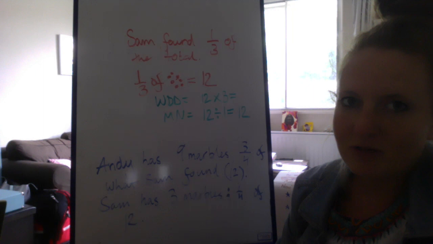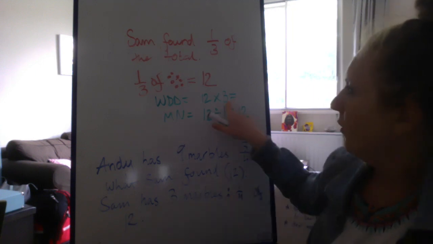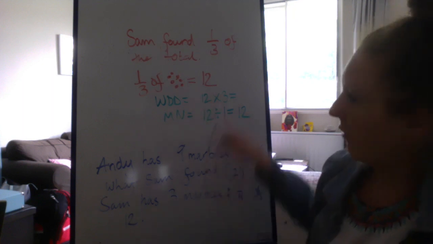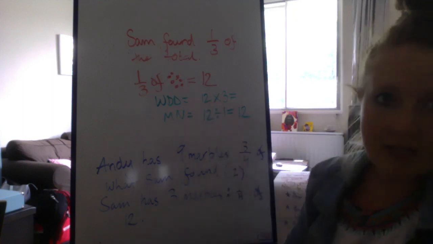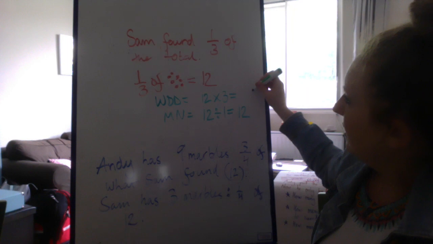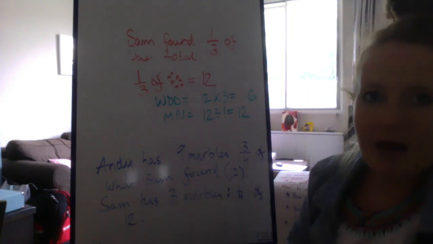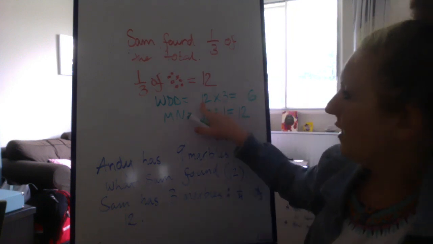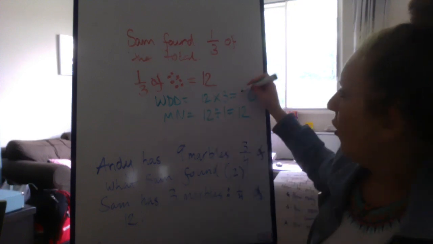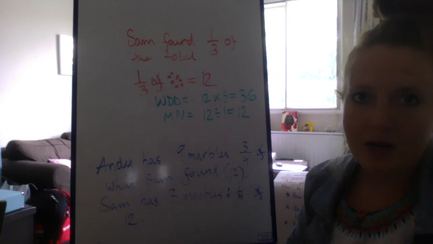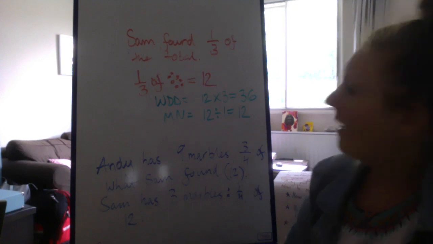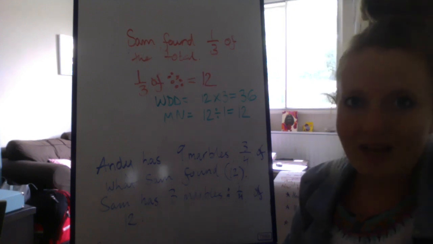Hopefully you have some strategies to help you with this. Remember, we looked at first timesing the ones. So 3 times 2 is equal to 6. So I put 6 in my ones. And then 3 times 1 ten, 3 tens, that would be 30. So 3 in my tens place. So we found out that 12 times 3 is equal to 36.